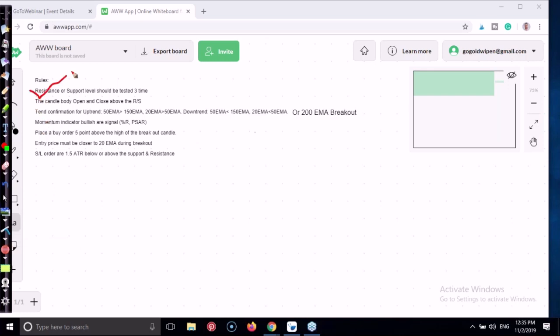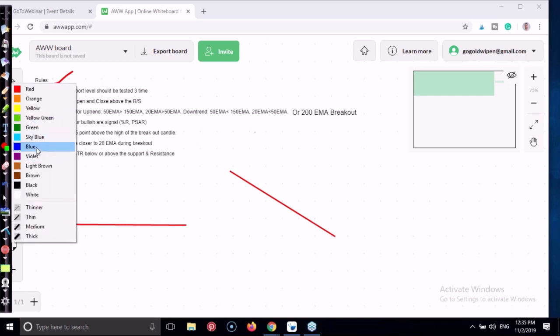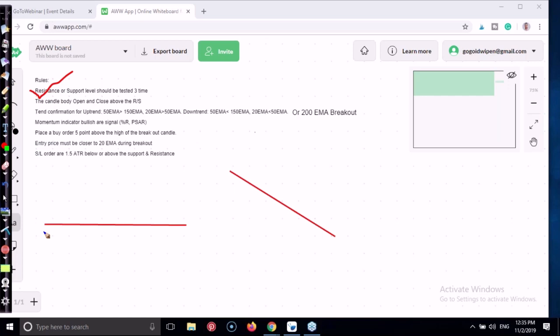First rule, whenever we are going to draw support or resistance, that support or resistance line should be tested 3 times. Basically I will explain 2 types of breakout trading strategy, right? One is horizontal trend line breakout, and another is diagonal trend line, like that. Most of the time we are using this type of breakout. So first criteria, always remember, when you are going to draw a trend line, the price should be tested 3 times. Here, 3 times, remember.